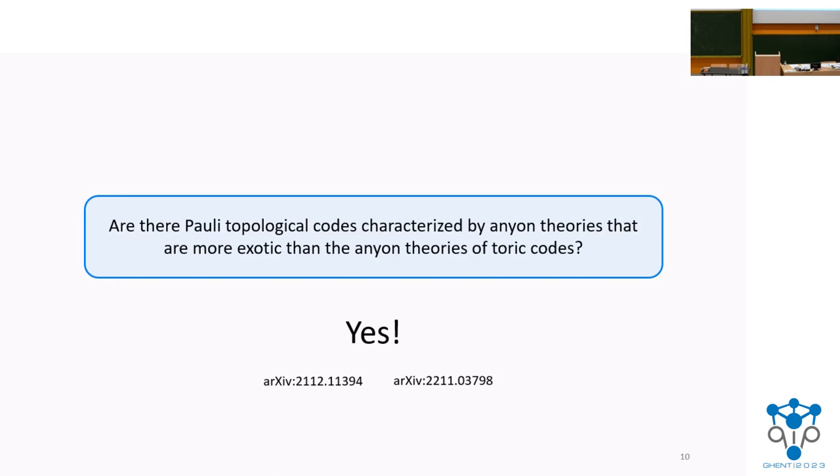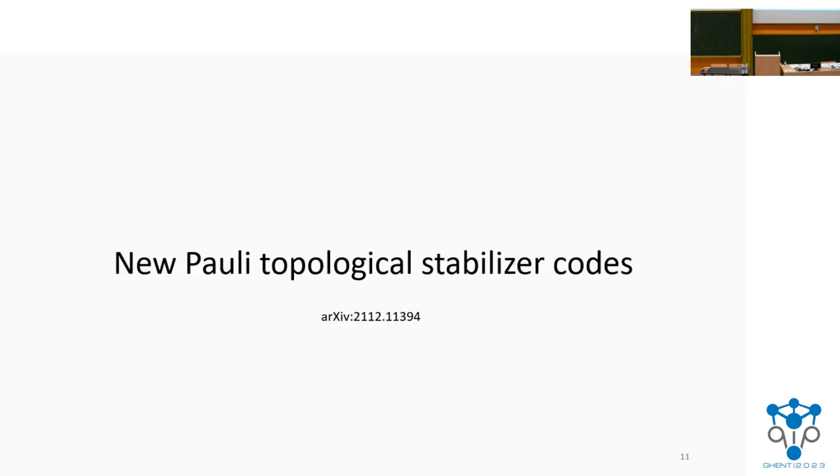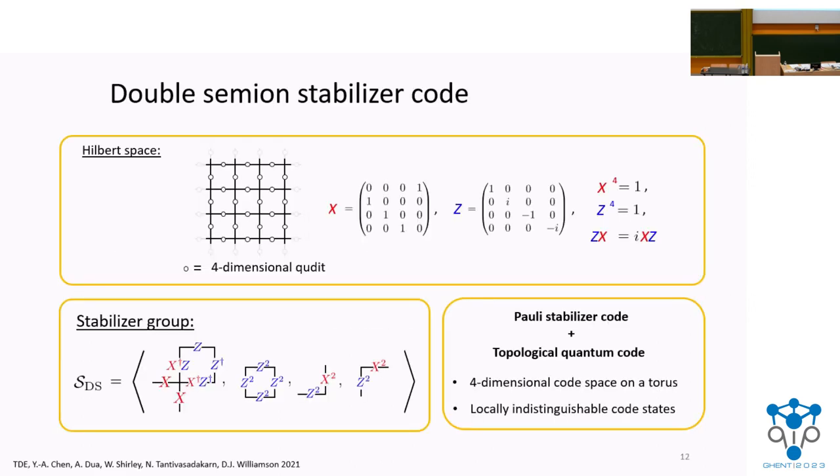So let me illustrate this with two examples. I'll start by giving an example of a Pauli topological stabilizer code whose underlying abelian anyon theory is distinct from any toric code. This first example is the double semion stabilizer code. It's defined on a square lattice with four-dimensional qubits on each edge, just like the Z4 toric code.